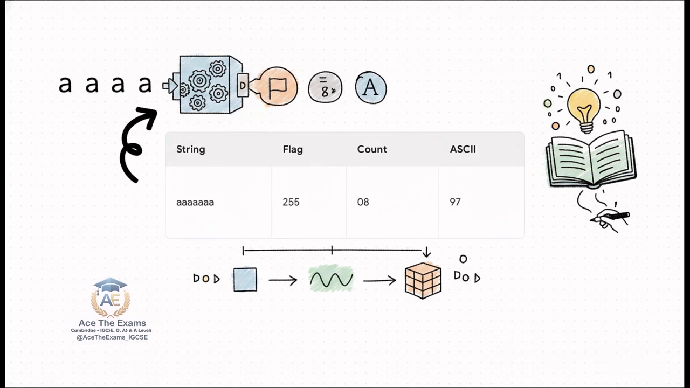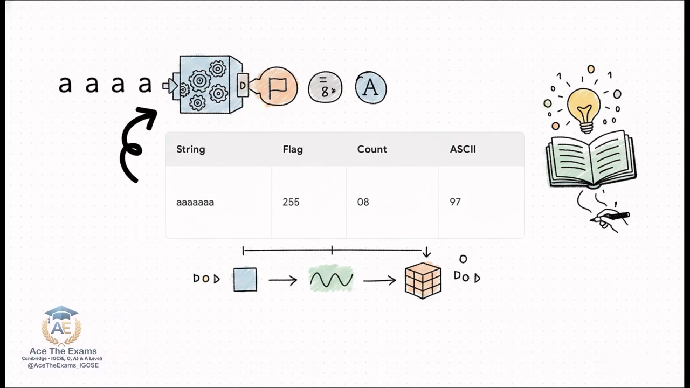If we have a long string of the letter A repeating 8 times in a row, RLE shrinks this repeating data by turning it into a mathematical count. It generates a 3-byte sequence: 255, 08, 97. Now, what do those numbers mean? The 255 is a special flag.